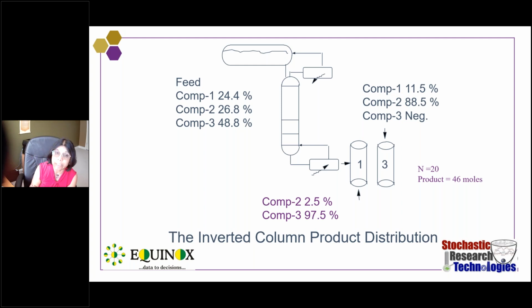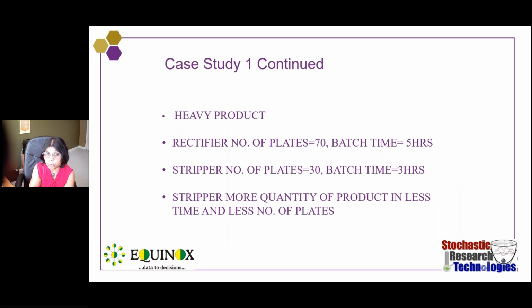Okay, this is Conatus, Mexico. So they have heavy product, and they also needed less amount of time. For 70 plates, they needed 5 hours versus 3 hours of stripping. So essentially they had a big profitability margin. What we found out is that they needed less reboiler duty also because of the time, as well as the small reboiler in the stripper. Okay.